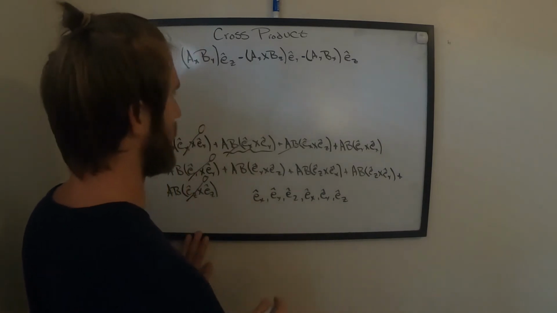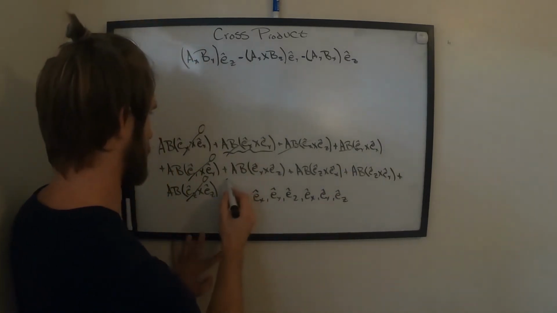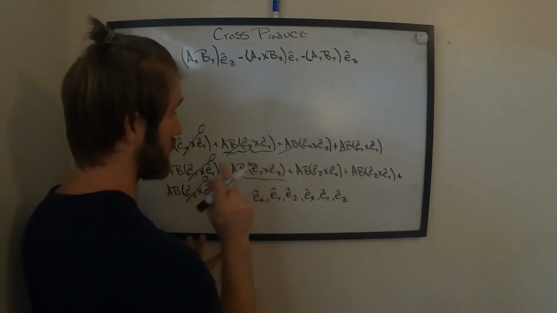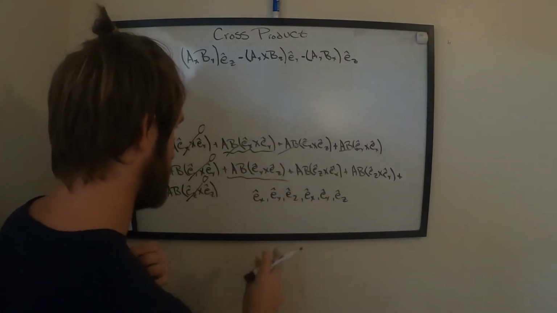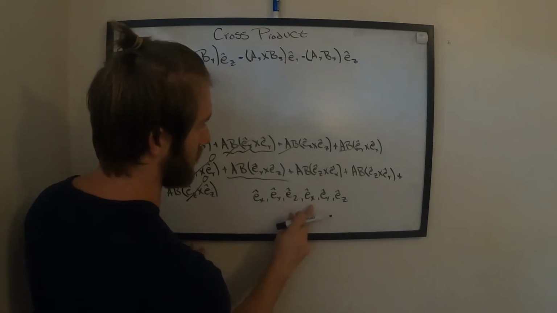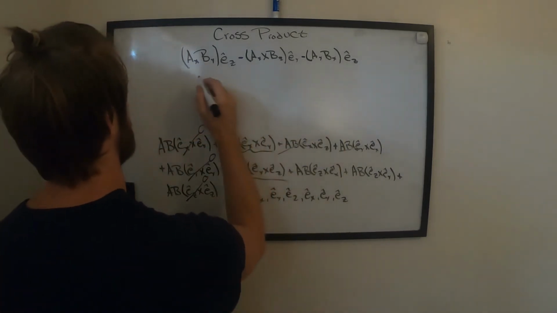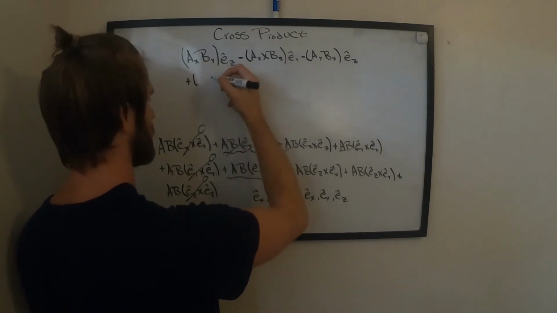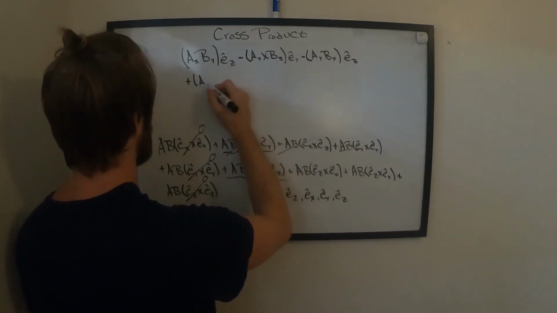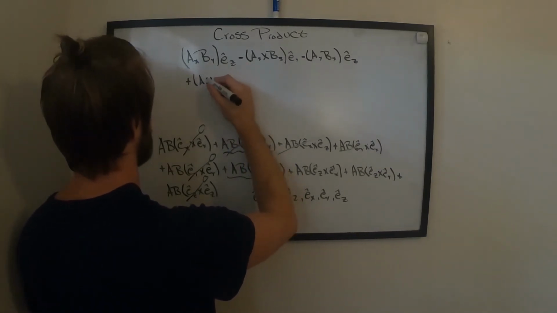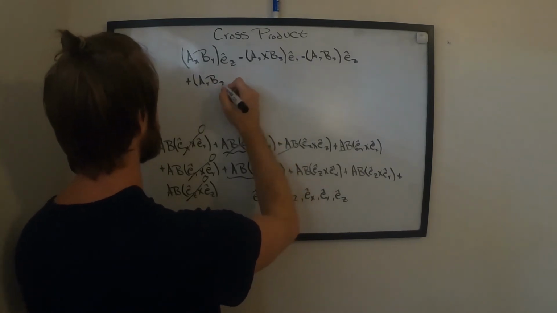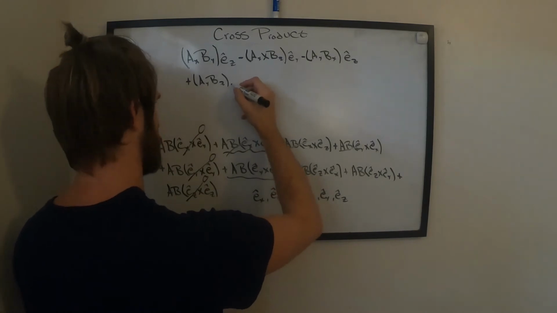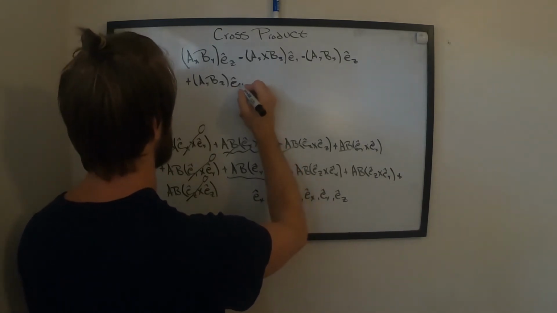Okay, next one. We're moving on to this one. So e sub y by e sub z. So y, z, we're going to have a positive e sub x basis vector. So plus, we're going to have a y times b z, which gives us, like I said, e hat sub x.